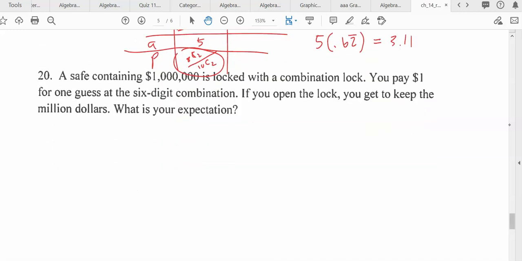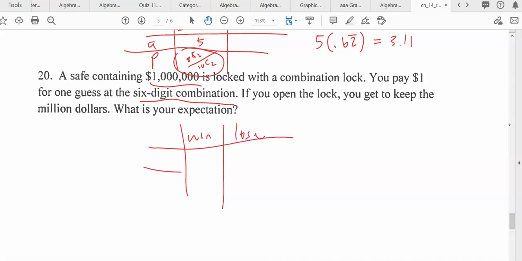One more. Suppose a box contains $1 million and it's locked. You pay $1 for one guess at a 6-digit combination. If you open the lock, you get to keep the $1 million. What is your expectation? You either win or lose, so there are 2 columns, an amount and a probability. If you win, you pay $1, so you get $999,999 back. If you lose, you lose $1.